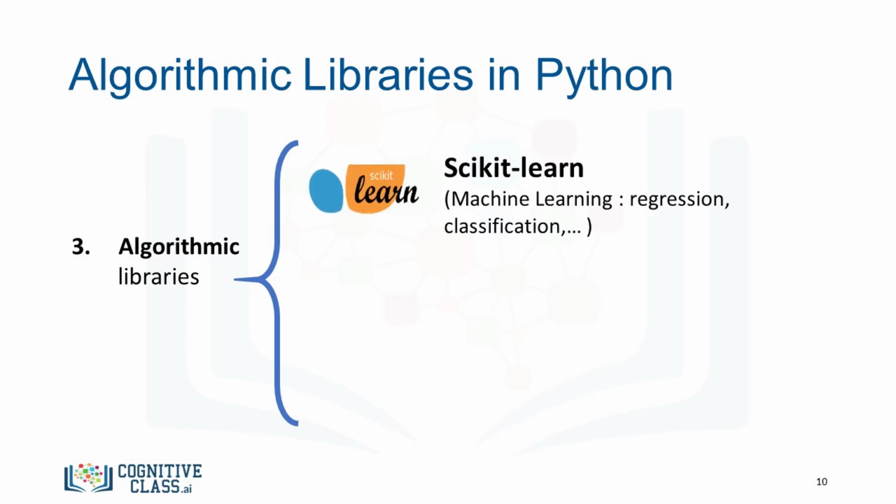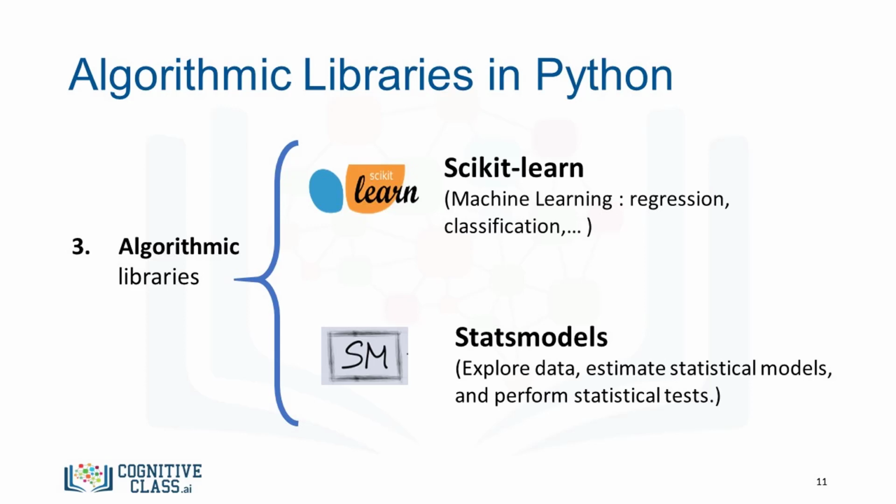The scikit-learn library contains tools for statistical modeling, including regression, classification, clustering, and so on. This library is built on NumPy, SciPy, and Matplotlib. StatsModels is also a Python module that allows users to explore data, estimate statistical models, and perform statistical tests.